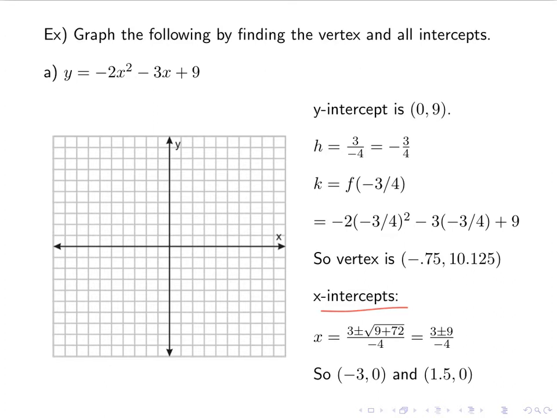Then the last step is to plot all these points, or the second to last step, I guess. So (0, 9) is right here, around here.